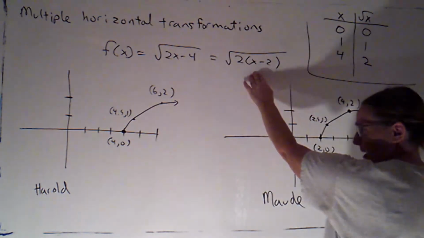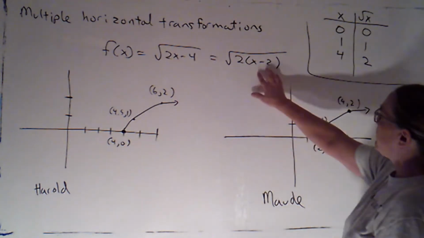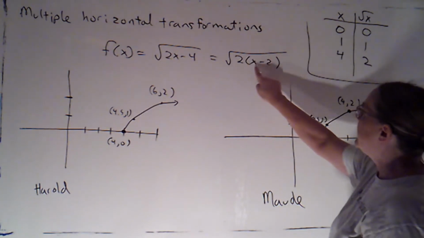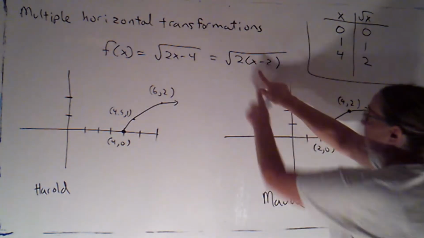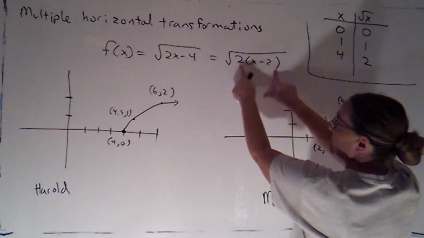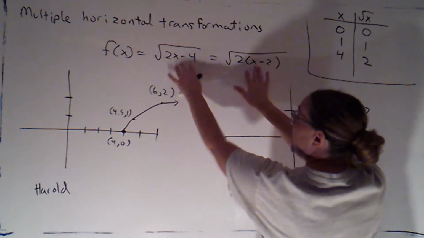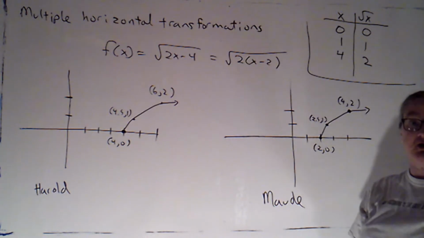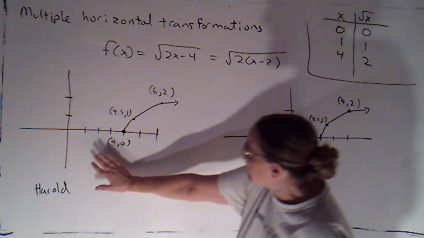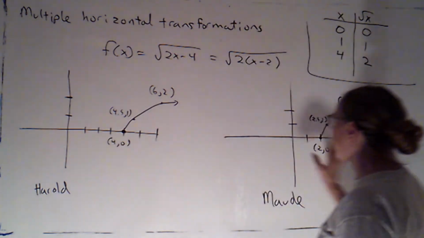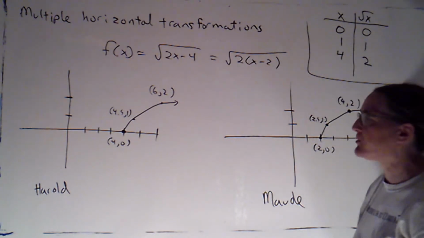And they both agree, and they're both correct, that that's equivalent to the square root of 2 times x minus 2. Because if I distributed this 2, it would just become 2x minus 4. So they agree these are both valid formulas for the same function. Now I graphed Harold's answer here and Maud's here, and let me just explain their reasoning.